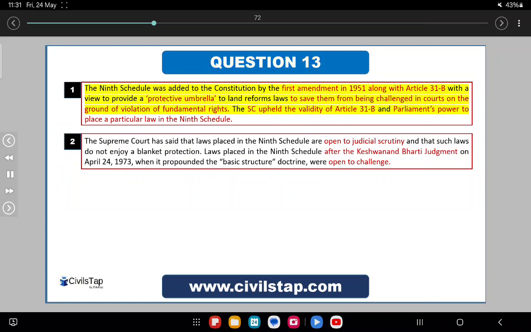The 9th Schedule was added to the Constitution by the First Amendment in 1951 along with Article 31B, with a view to provide a protective umbrella to land reform laws to save them from being challenged in courts on the ground of violation of fundamental rights. The SC upheld the validity of Article 31B and Parliament's power to place a particular law in the 9th Schedule. The Supreme Court has said that laws placed in the 9th Schedule are open to judicial scrutiny and that such laws do not enjoy blanket protection. Laws placed in the 9th Schedule after the Kesavananda Bharati judgment on April 24, 1973, when it propounded the basic structure doctrine, were open to challenge.